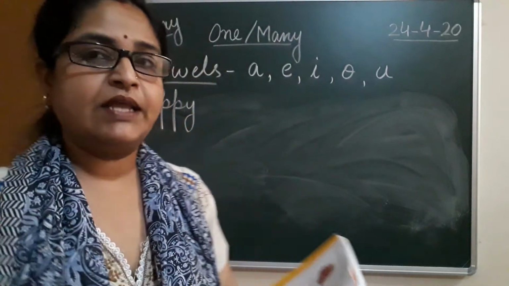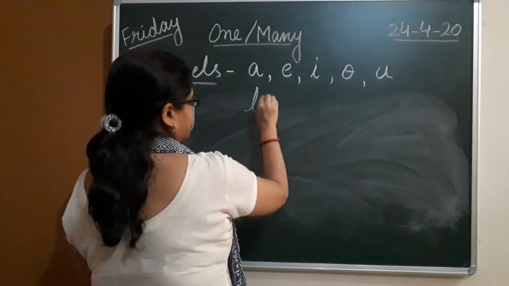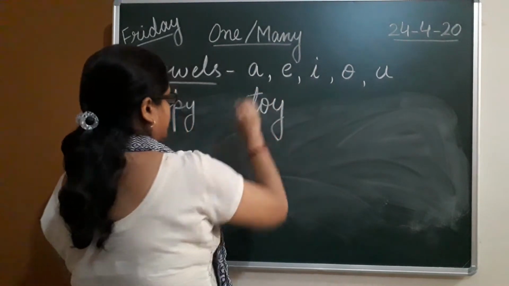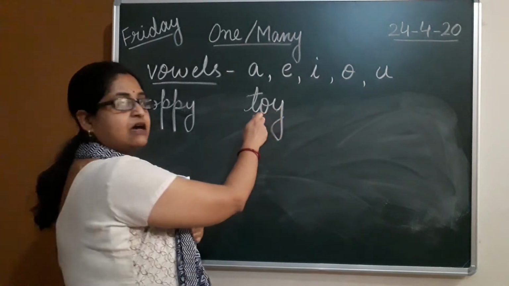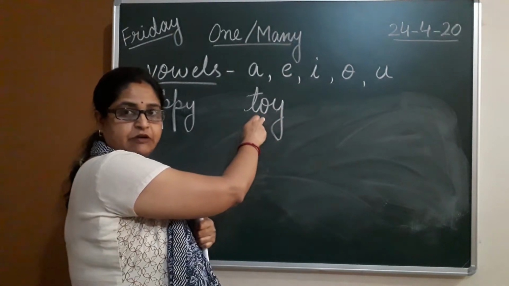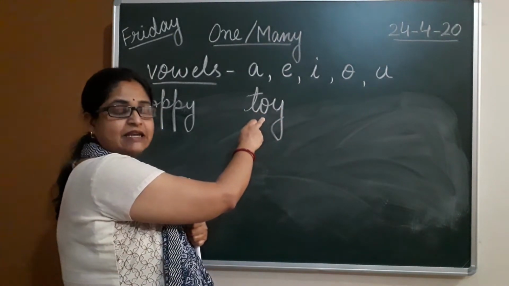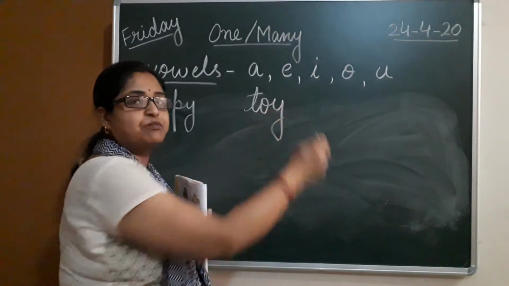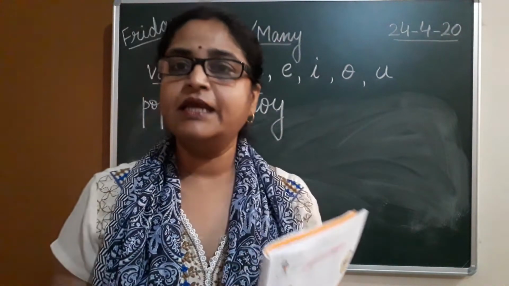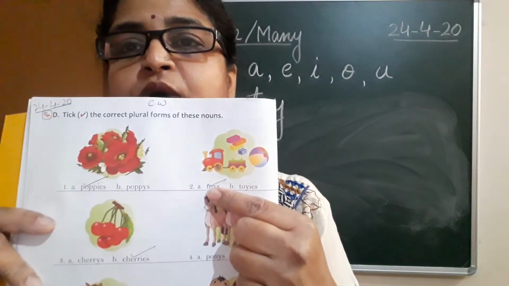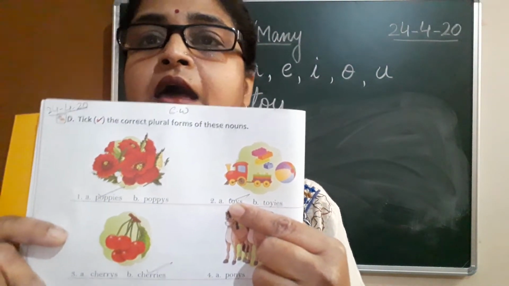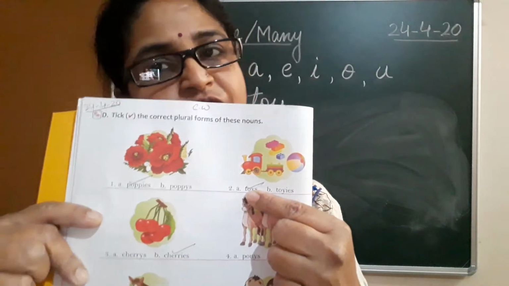Now the second one is toy. Toy children, it is ending with Y, but there is a vowel in front of that. Before that there is a vowel, so you will just put S to it to make it plural. So the first option is the correct one. You will put a tick on the first one.